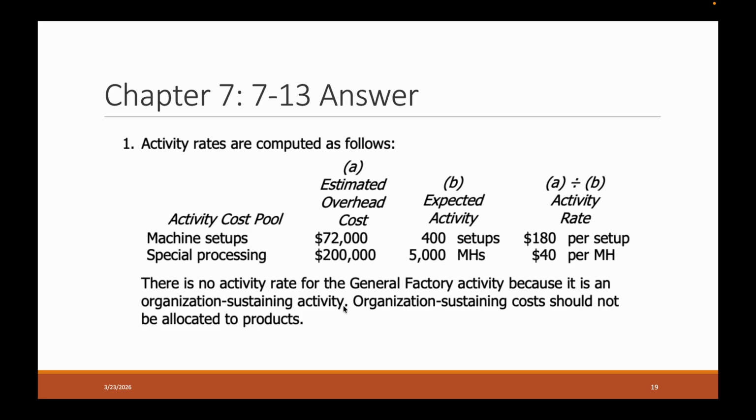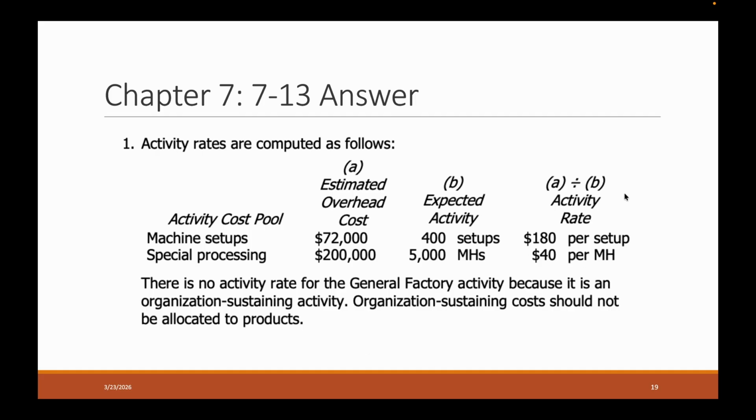And there's going to be no activity rate for the general factory activity because it's an organization sustaining activity, and organization sustaining costs should not be allocated to the products because this is just a general cost to keep the factory supported, keep the factory running, and it can't be directly tied back to specifically the hubs or specifically the sprockets since it's just the entire organization.